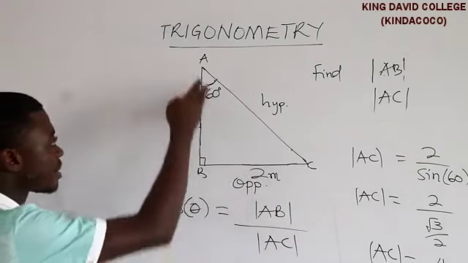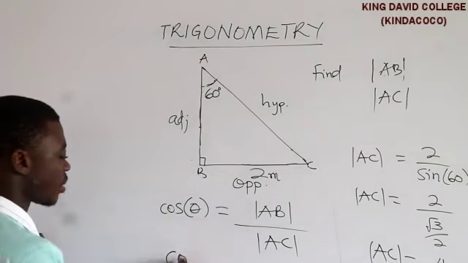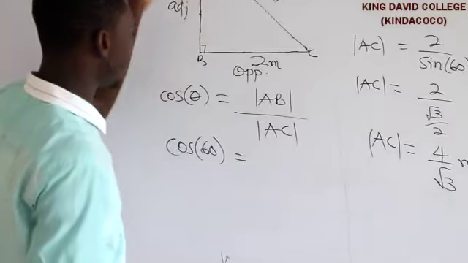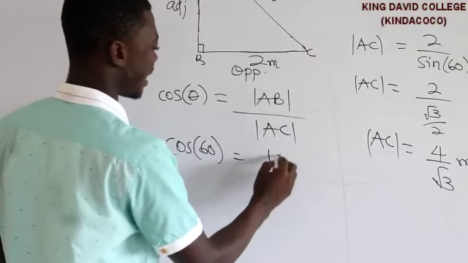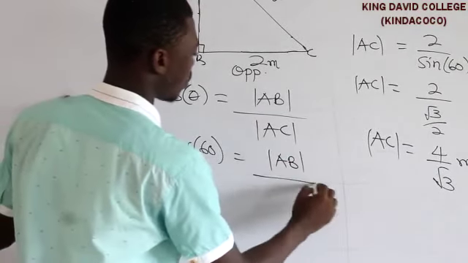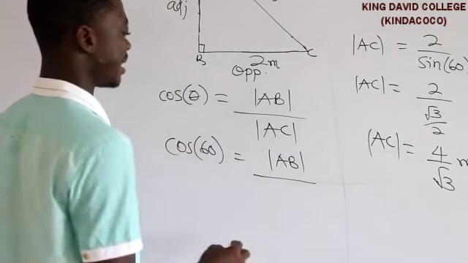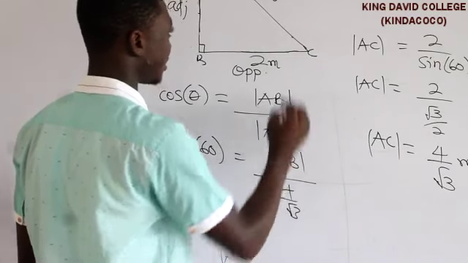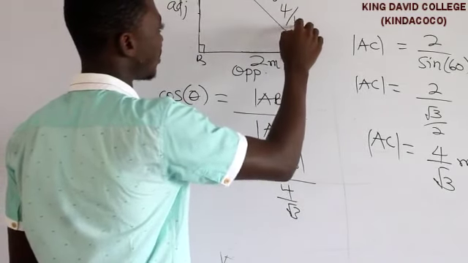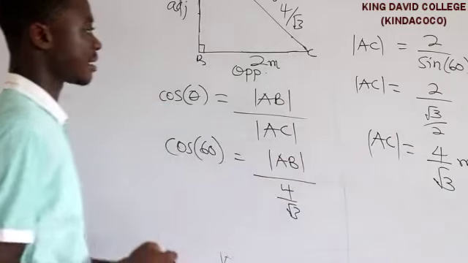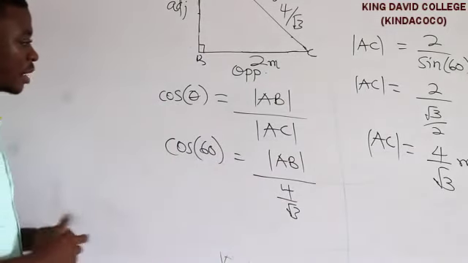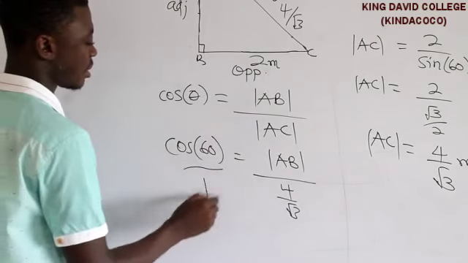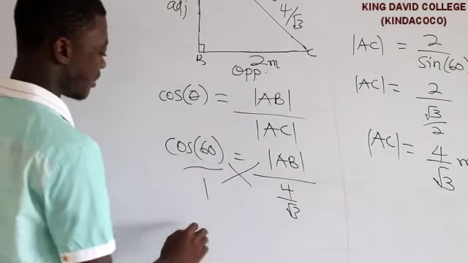If I put in the values now, cos 60 is equal to AB, which we don't know, so it's still AB, over my AC here, which becomes my hypotenuse, 4 over root 3. So this now becomes 4 over root 3. In this particular example, if I want to know AB, I can just cross multiply this.